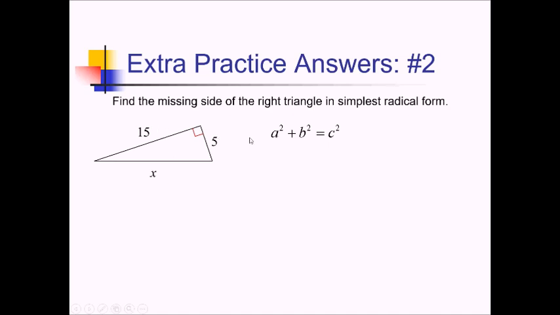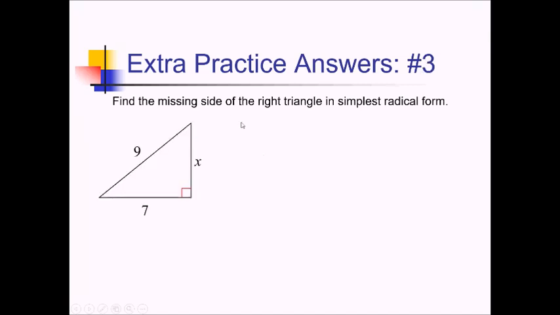So I can write 5 squared plus 15 squared equals x squared. This is 25 plus 225 on the left side, so that adds up to 250. And then if I square root both sides to get x by itself, I need to simplify radical 250. I can split that up into 25 times 10. So radical 25 is really just 5, and then this is 5 radical 10.